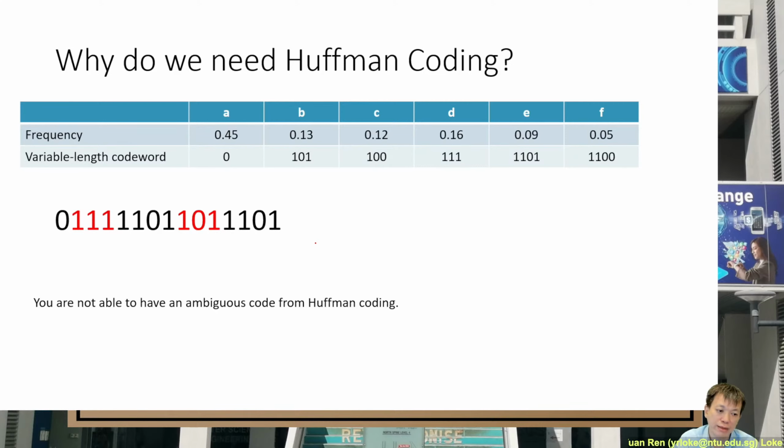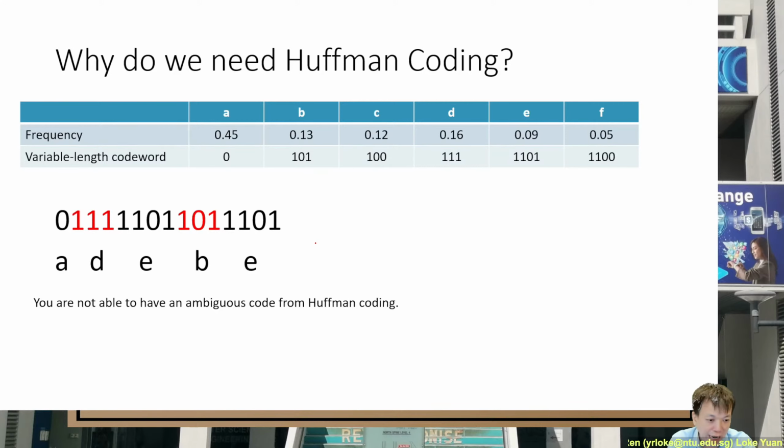So this is very useful. Normally when you transmit a message, you want to use fewer bits to transmit, and you also need to ensure that the receiver can decode it uniquely, so there is no ambiguity, like maybe it's A, maybe it's B. Of course, we don't want this kind of communication. In that case, Huffman coding can be used. You not only save space, you also ensure that you won't get ambiguous code. That is why we need to use Huffman coding.